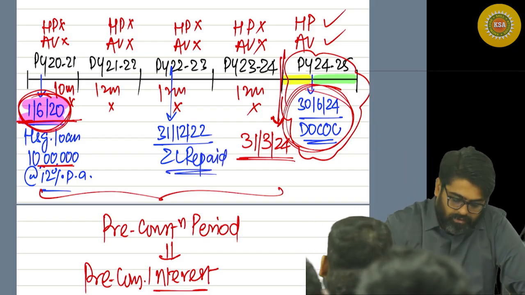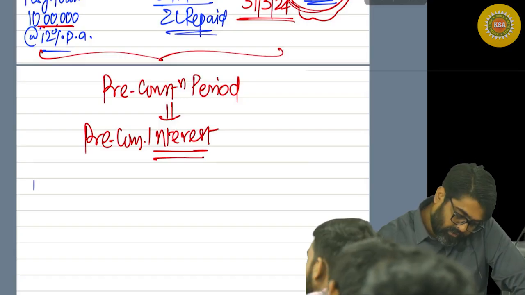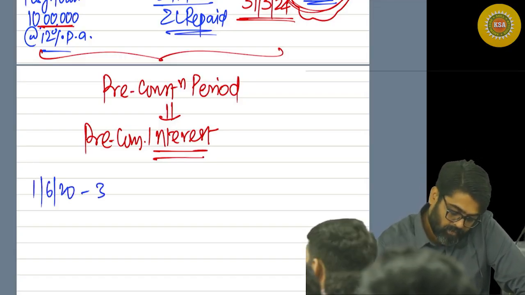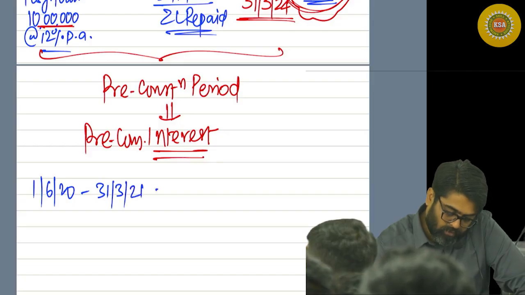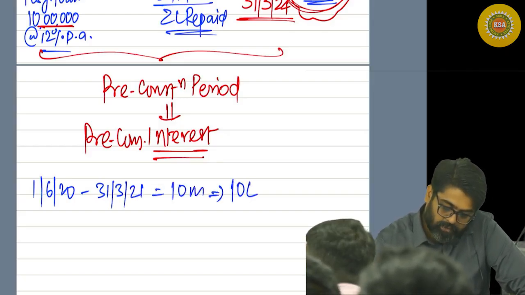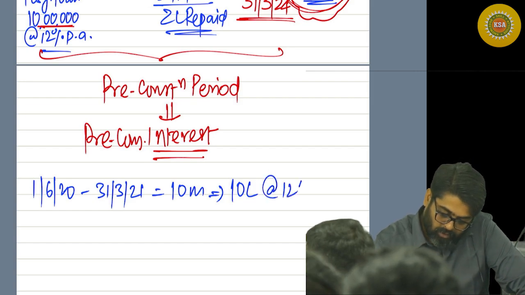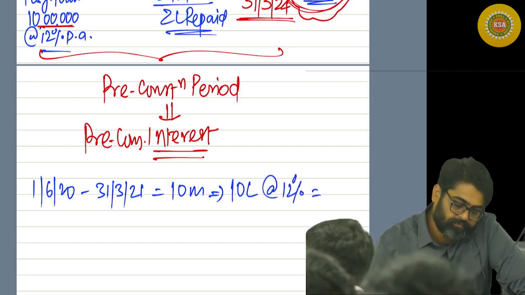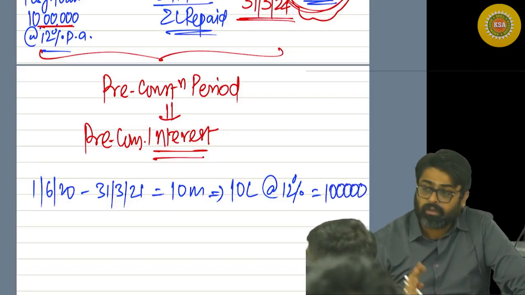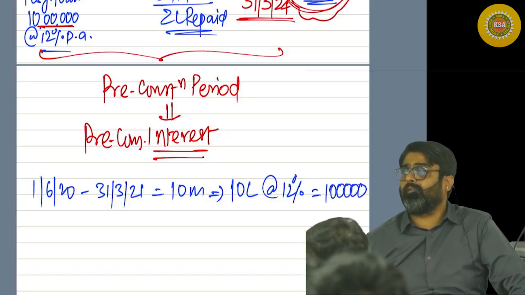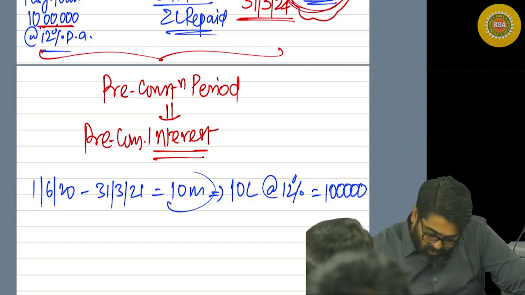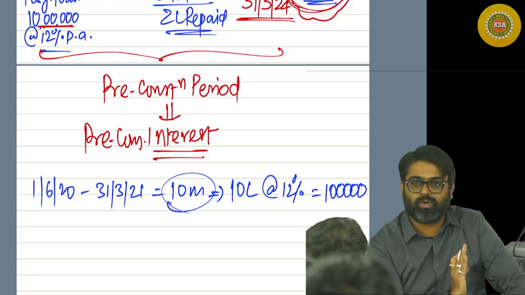How much is repaid? 2 lakh. So tell me, can I say from 1st of June 2020 to 31st March 2021, how many months? And how much was the loan outstanding? 10 lakh. On that, at the rate of 12%, how much was the interest? 10 lakh at the rate of 12% will give you 1 lakh 20. But you are not going to pay 1 lakh 20. You are going to pay only for 1st June to 31st March.